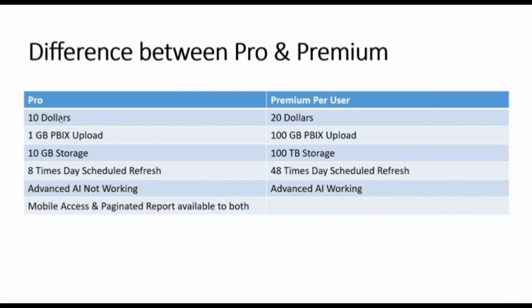Pro has a fee of $10 monthly, Premium has a fee of $20 monthly. In Pro, 1 GB of file can be uploaded. 1 GB means around 1.2 GB you can upload. After 1.2 GB, it will not get published. In Premium, around 100 GB of file can be uploaded. In Pro, 10 GB of storage is there. In Premium, 100 TB of storage is there. Pro has 8 times schedule refresh, Premium has 48 times schedule refresh daily. The dollar fees are monthly.